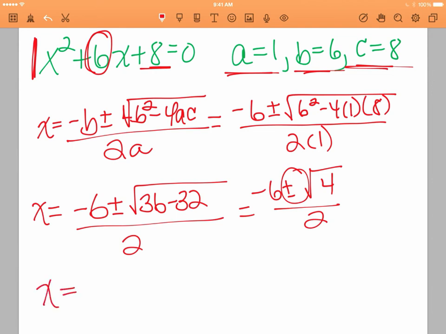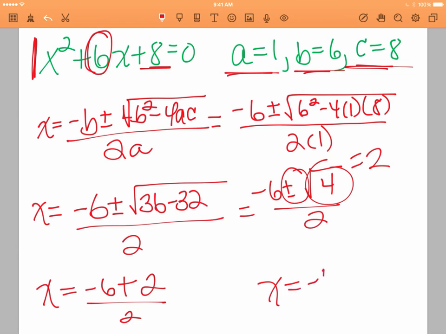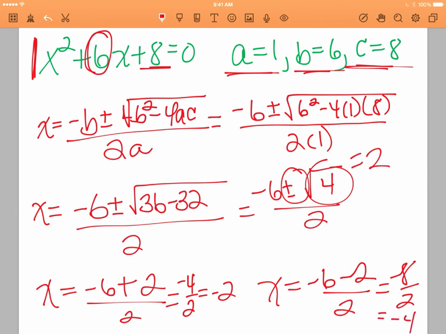So you're going to get x is equal to negative 6 plus, remember the square root of 4 is 2, so negative 6 plus 2 all over 2. And then x equals negative 6 minus 2 all over 2. This gives you a negative 4 over 2, which is a negative 2. And this gives you a negative 8 all over 2, which is a negative 4. So your answers are x equals negative 2 and x equals negative 4. If you remember, those are the two numbers that we had earlier when we solved for this expression.